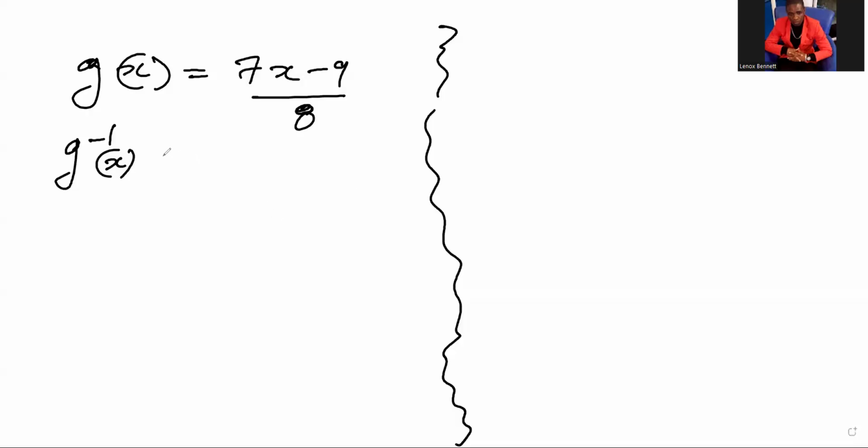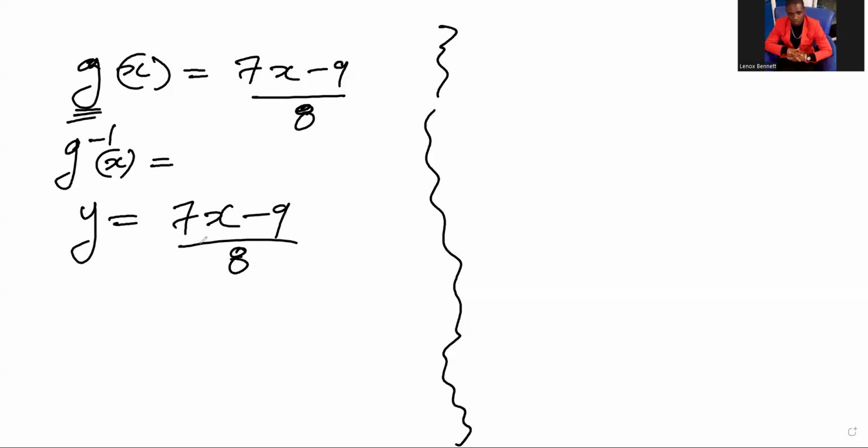So we're going to write back the function as y. So y is equal to 7x minus 9 over 8. We're not doing nothing at all, right? Next, we interchange x for y and y for x. So anywhere x is, we put y. Anywhere y is, we put x. At this point, we solve for y. So we're going to make y the subject by doing the last thing being done to y. We take the opposite of it.